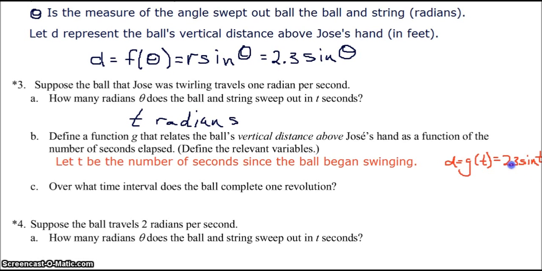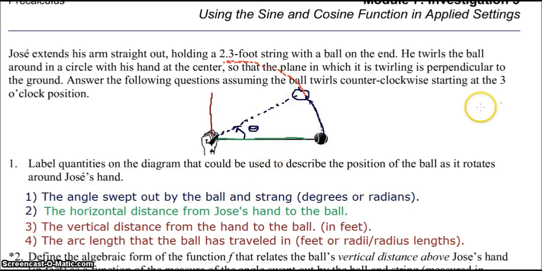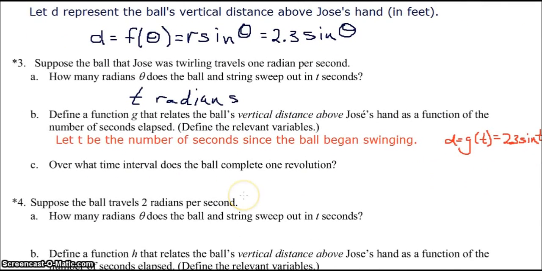So because we travel 1 radian each second, our function will be exactly the same, except we can use time instead of radians. Over what time interval does the ball complete 1 revolution? If we wanted to go 1 revolution, that would be 2 pi radians. And since the number of radians we sweep out is the same as the number of seconds, the time interval will be over 2 pi seconds. 2 pi seconds for 1 complete revolution. You could also write the interval something like this. Those are our inputs from 0 to 2 pi.